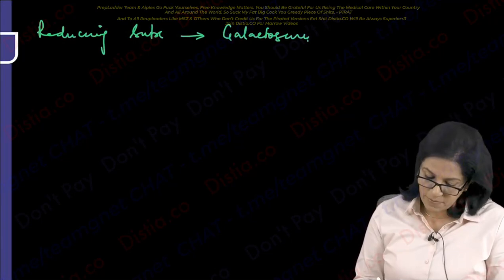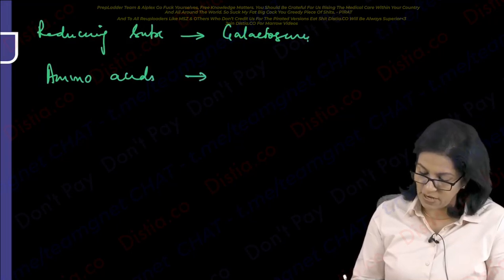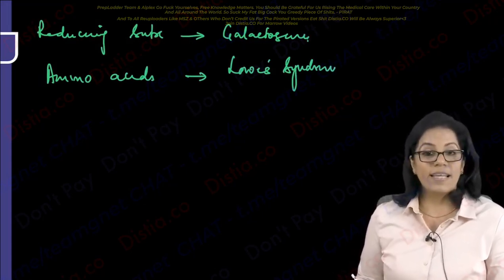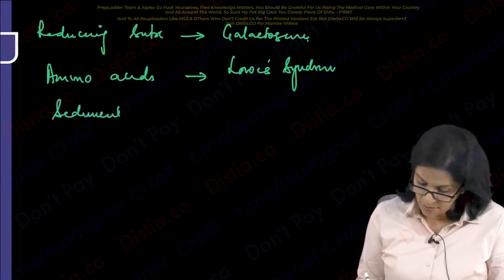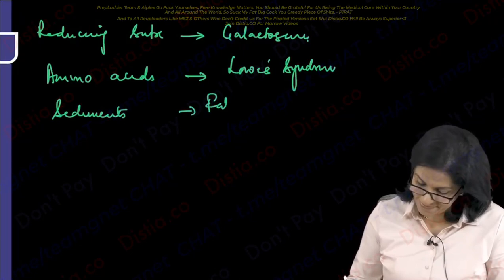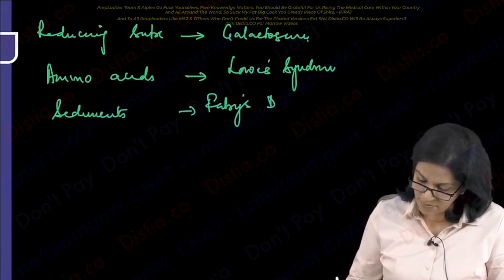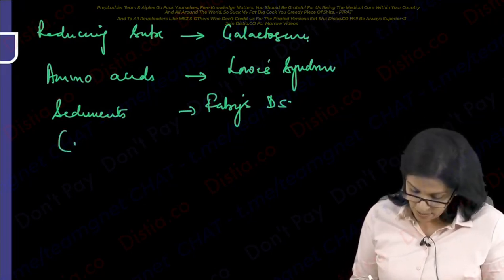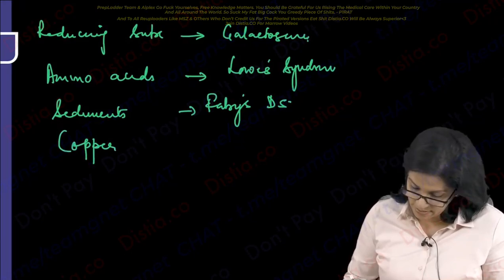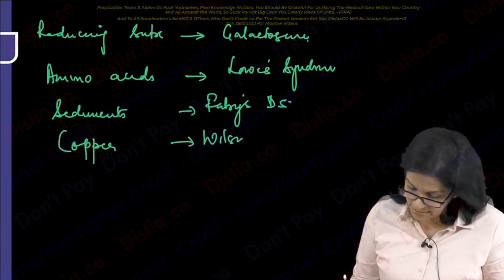If I am getting amino acids in the urine, we are talking about Lowe syndrome, which is an error of amino acid metabolism. Correct? And if you are getting sediments, it has to be Fabry's disease. So this you have to keep in mind. Anything else? Yes, copper, then it is Wilson's disease. If it is copper in the urine, it is diagnosed as Wilson's disease.